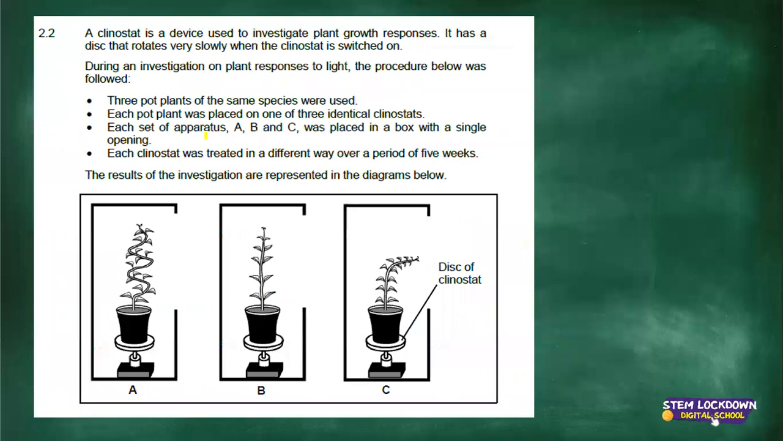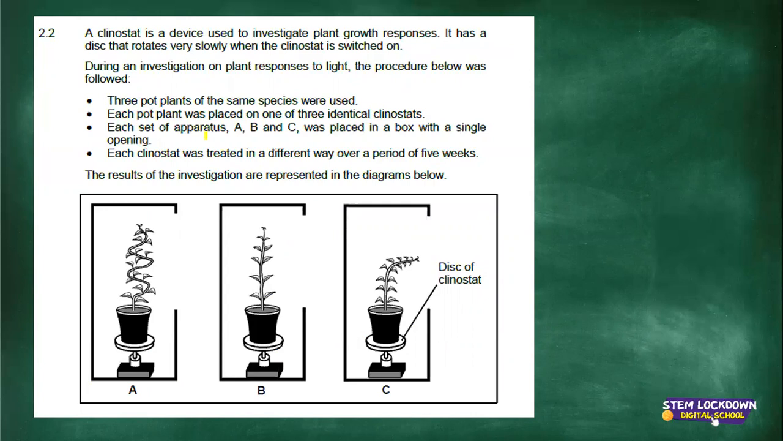And then 2.2. A clinostat is a device used to investigate plant growth responses. It has a disc that rotates very slowly when the clinostat is switched on. During an investigation on plant responses to light, the procedure below was followed. Remember, we did this work again? And then this was the procedure that was followed.